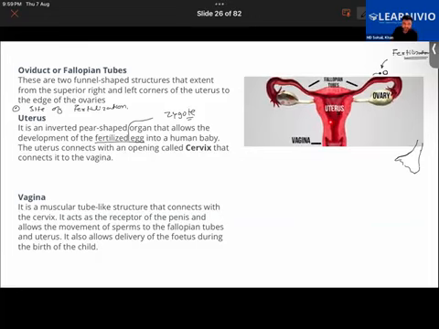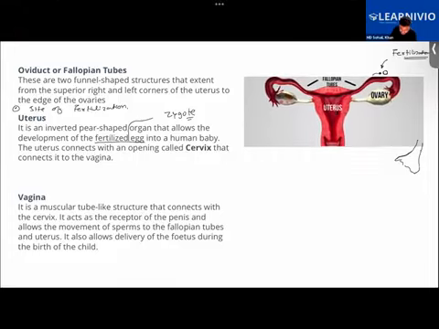Also, we can see here that the uterus is connected with an opening called the cervix that further connects to the vagina over here. Then next we're going to talk about the vagina. It's a muscular tube-like structure that is connected with the cervix here. That's the cervix, this right over here. That's the vagina. It's a muscular tube-like structure.